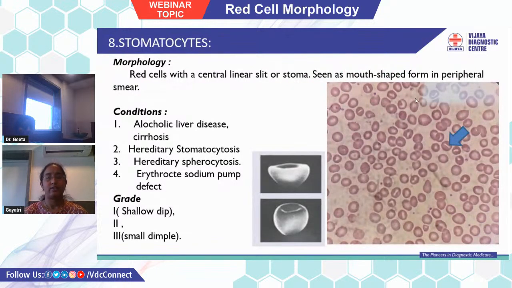Next cell is the stomatocyte. These cells have a central linear slit or a stoma. It has a mouth-shaped form in a peripheral smear. It is also called a cup cell, mushroom cell, or uniconcave disc cell. It is seen in conditions like chronic liver disease, cirrhosis, hereditary stomatocytosis, hereditary spherocytosis, and erythrocyte sodium pump defect. It is graded into three grades. The first grade will have a small shallow dip. Intermediate is the second, and the small dimple is the third grade.